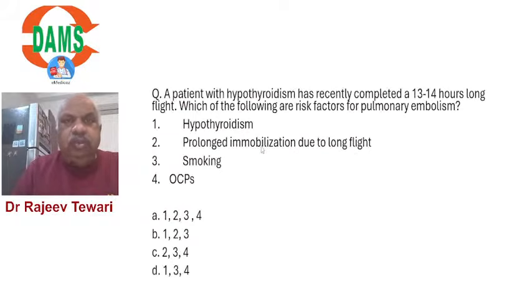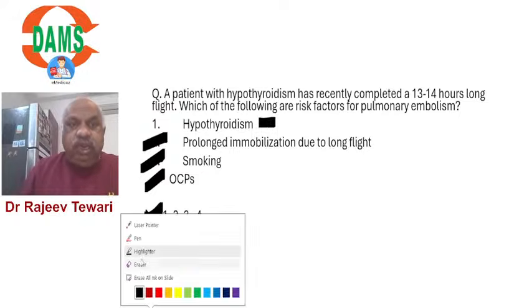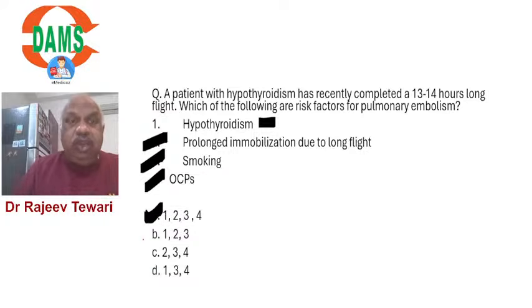A patient with hypothyroidism recently completed a 13-hour long flight. So basically they're asking what is the risk for deep vein thrombosis, and immobilization of course is a risk, smoking is a risk, OCP is a risk. According to the book, even hypothyroid is a risk. If you ask me, I'll say all four, but as there's the option of all four, I'll go for this. Hypothyroid is a rare reason of DVT. It's a reason. And otherwise, 2, 3, 4 are definitely prominent reasons. Hypothyroid is not a prominent reason, but theoretically that also is a reason for DVT. Hypothyroid also is included.